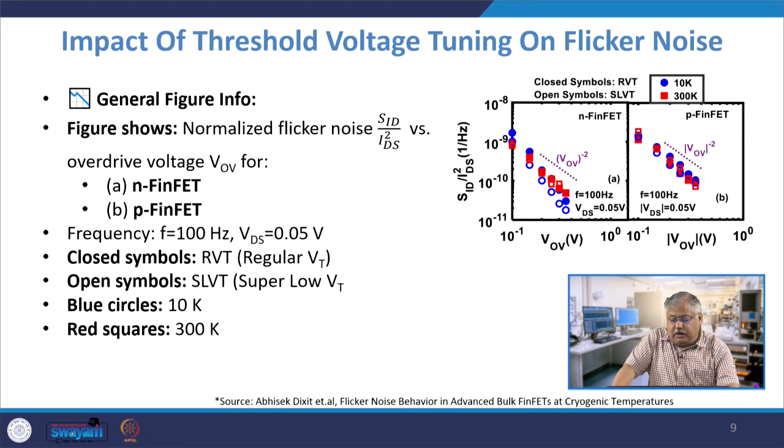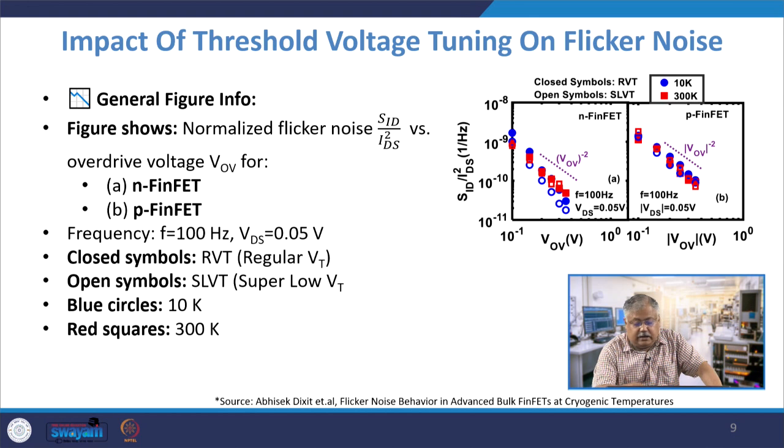So, let us go one by one and see where we are. SID is the power spectral density, and if we divide by IDS square we get the normalized flicker noise. Therefore, on the y axis you have the log scale flicker noise, and on the x axis you have the overdrive voltage, which varies from 10 to the power minus 1 volt, which is 0.1, to approximately 1 volt.